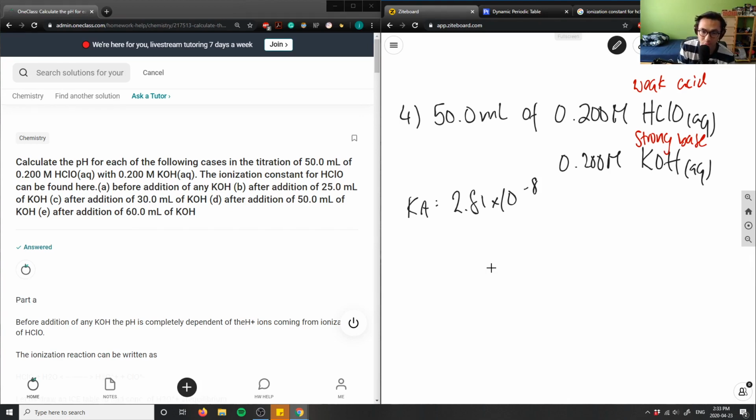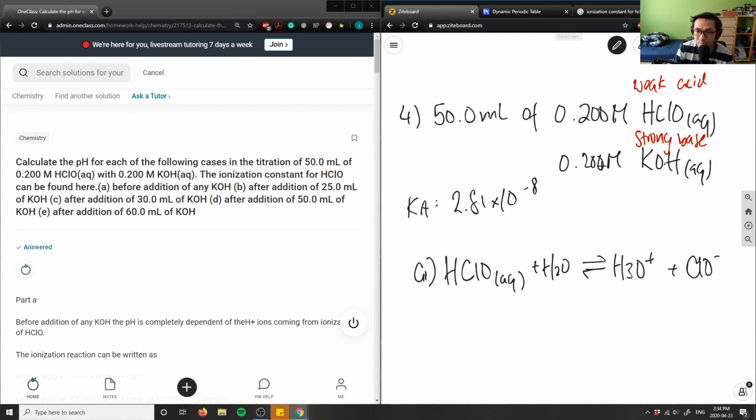So in order for us to find out, we have to first write out our chemical formula, right? So we have HClO aqueous, which is going to dissolve in water, right? Water is our solution here. It's going to be in an equilibrium, and what I'm going to get is H3O plus, which is our acid, plus ClO minus, which would be our conjugate base here. So again, I have 50 milliliters of 0.200 molarity, which means my concentration of HClO is 0.200 molarity here.